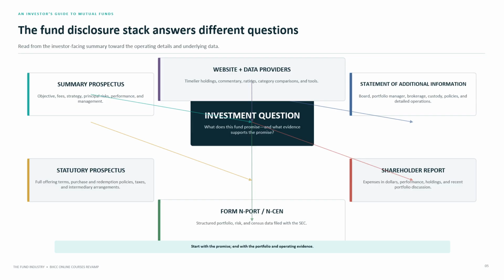The shareholder report shows recent expenses, performance, holdings, and portfolio discussion. Form N-PORT and Form N-CSR provide structured regulatory data, while fund websites and commercial data providers may be timelier and easier to use. The research question stays constant. What does the fund promise, and what evidence supports that promise?